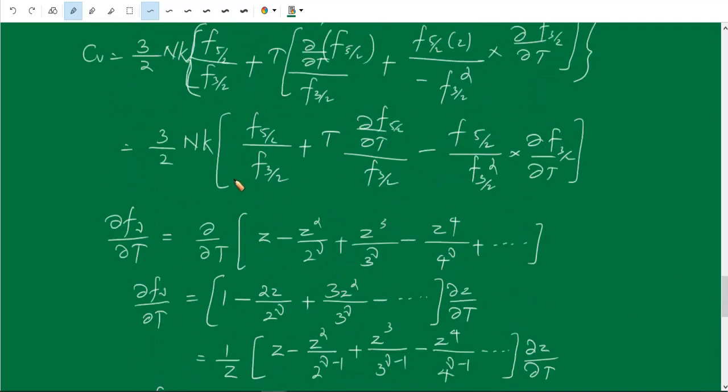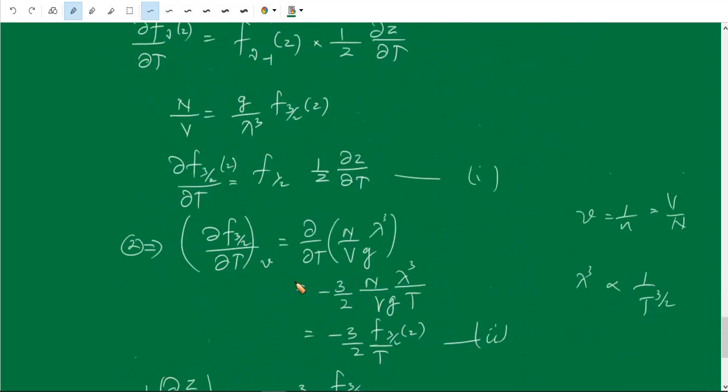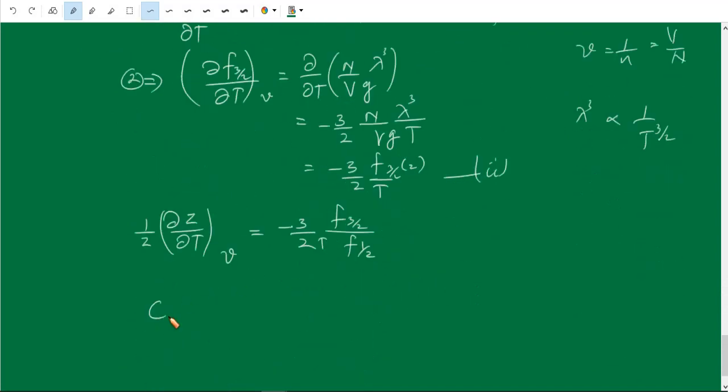So here, Cv is equal to f5/2 divided by f3/2 plus T dou f5/2 dou T divided by f3/2. So this can be replaced, and this also can be replaced using these two formulas. Okay, so Cv is equal to 3 by 2 Nk, 3 by 2 Nk f5/2 divided by f3/2 plus T.